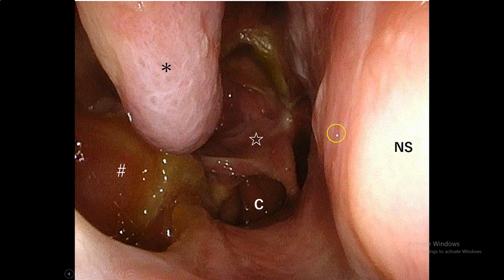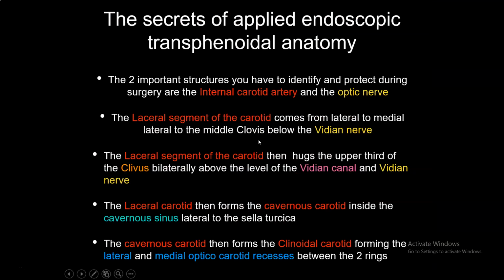And here is another view. This is the nasal septum. This is the right side. This is lateral. And this is the superior turbinate, and this is the posterior border of the superior turbinate. If you go 1.5 centimeters below the posterior border of the superior turbinate, you reach the sphenoid face if you don't see the ostia. The secrets also include 2 important structures.